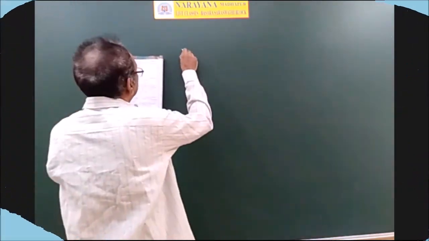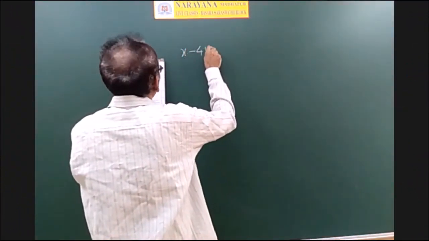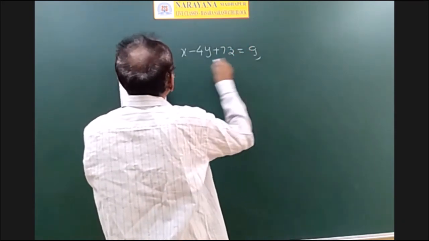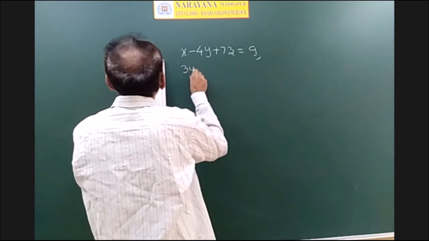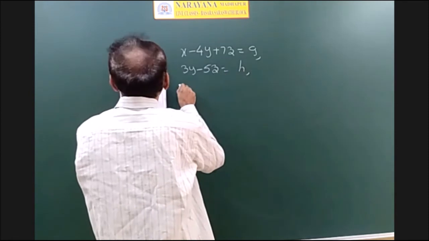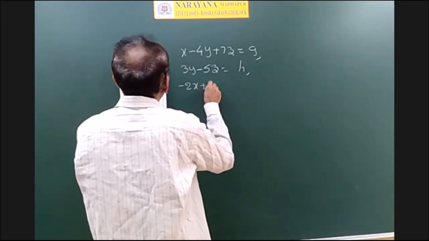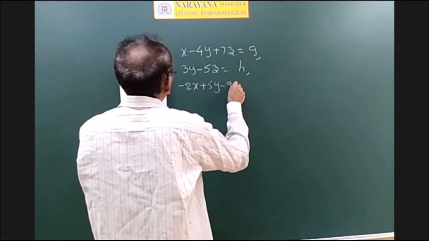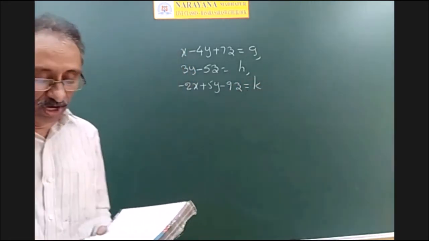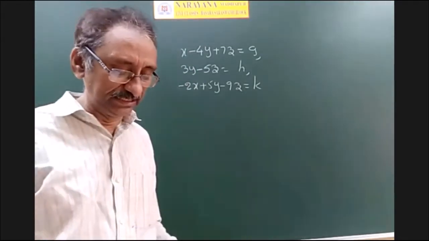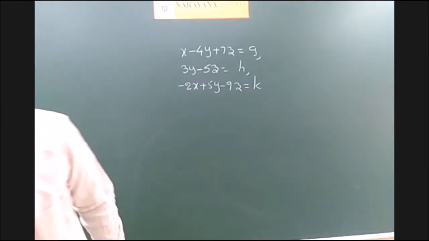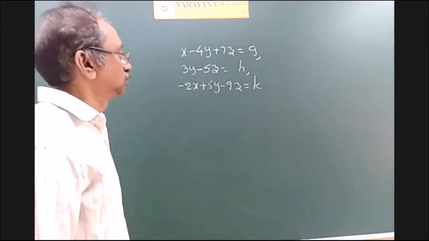What are the equations? x minus 4y plus 7z is equal to G. 3y minus 5z is equal to H. Minus 2x plus 5y minus 9z is equal to K. So it's not constant, it is consistent. I think a student asked about this. It is consistent, not constant. That means it has a solution.